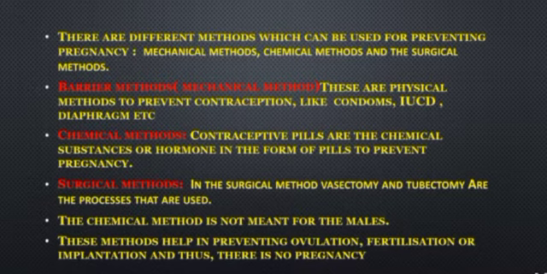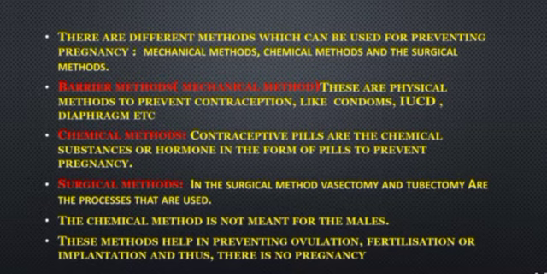And out of these three methods, which is not meant for men? Out of these three, the chemical method is the one which is not meant for men, because the hormonal pills or injections are taken by females only, not by males. They can inhibit the fertilization and all. So the girls or the ladies are taking this kind of preventive methods using chemicals.